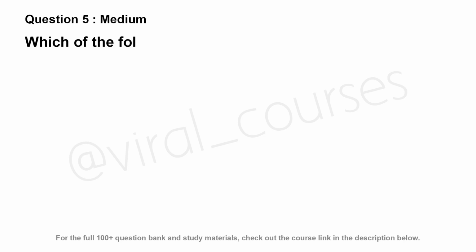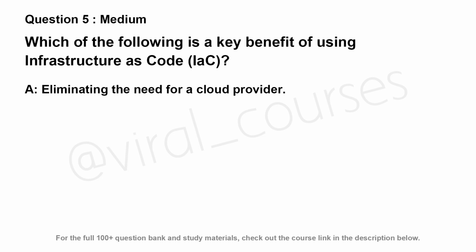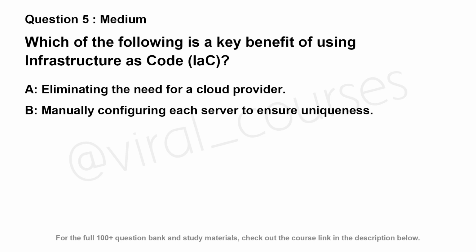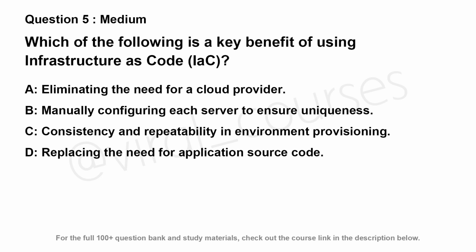Which of the following is a key benefit of using infrastructure as code, IaC? Option A, eliminating the need for a cloud provider. Option B, manually configuring each server to ensure uniqueness. Option C, consistency and repeatability in environment provisioning. Option D, replacing the need for application source code.